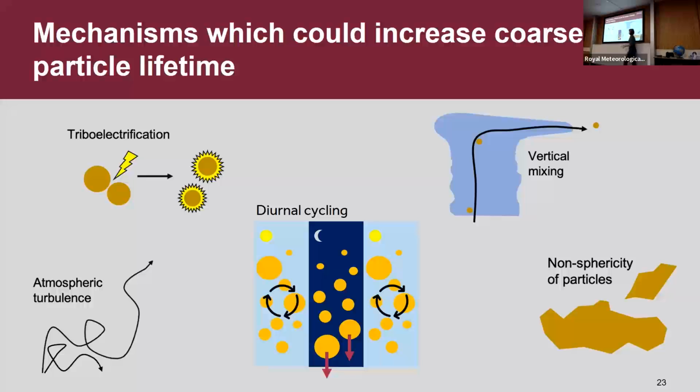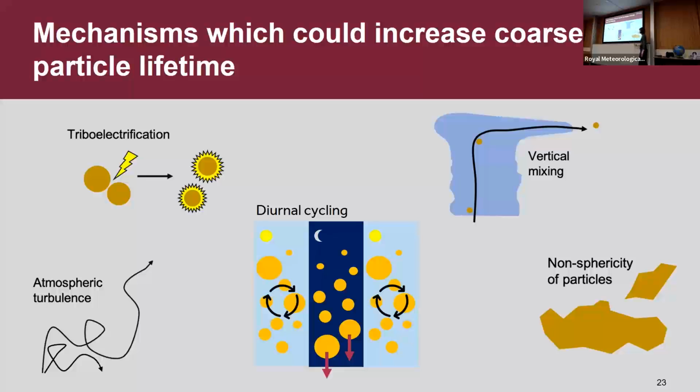There are things like triboelectrification, where the particles bounce into each other and give each other an electrical charge. Having that charge can hold them up higher in the atmosphere for longer. If something's higher up, it's going to take longer to come down again, which could increase the lifetime. And as I mentioned briefly in the introduction, having a different size particle can change the value of that charge. So it could be increasing the coarse particle lifetime.